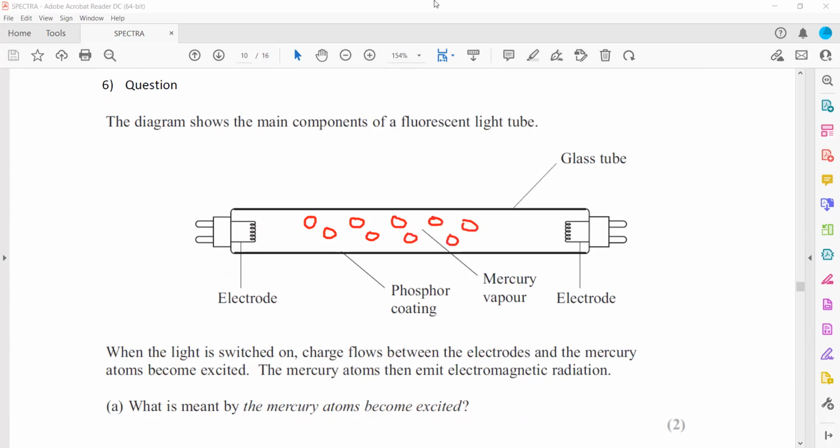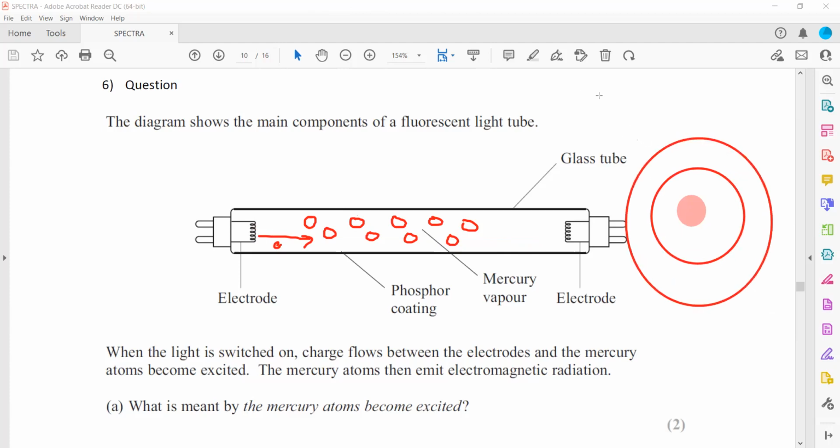So when we switch on, the electron actually moves from the negative electrode to the positive electrode, but on the way these electrons collide with the atoms. And when these electrons, as they're traveling from one electrode to another, collide with an atom, they transfer their energy. Inside the mercury, a mercury atom also consists of a nucleus, and there are regions, energy levels.